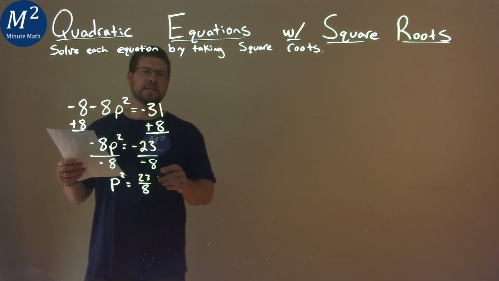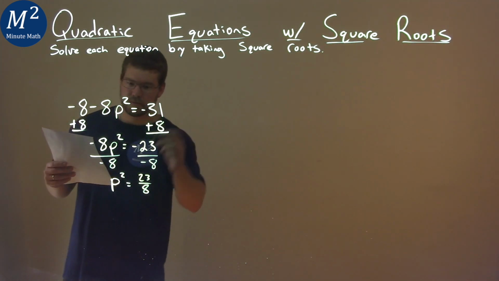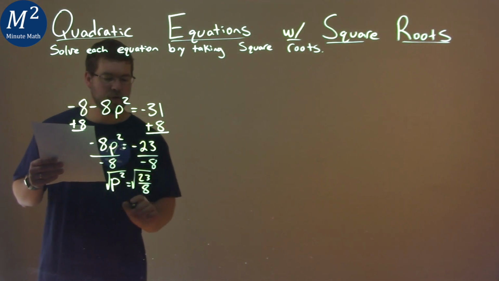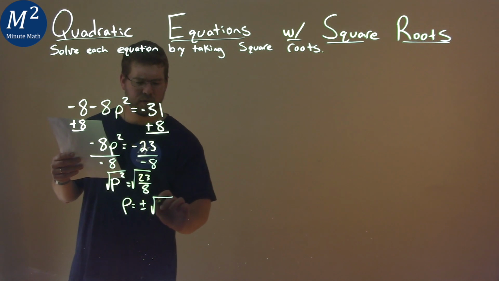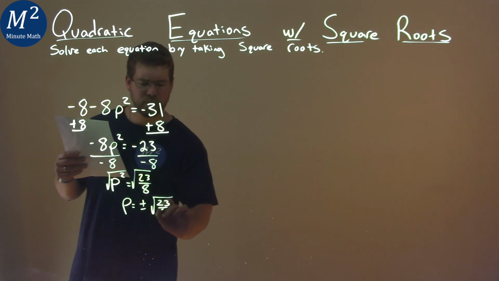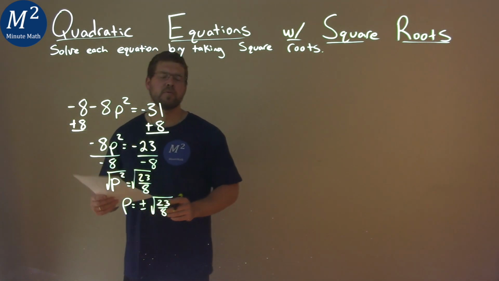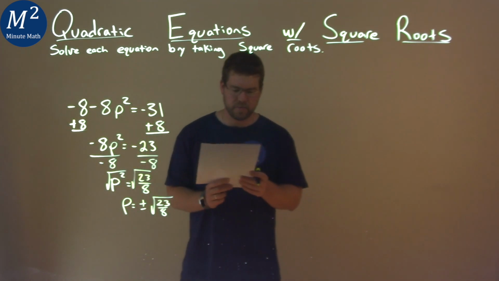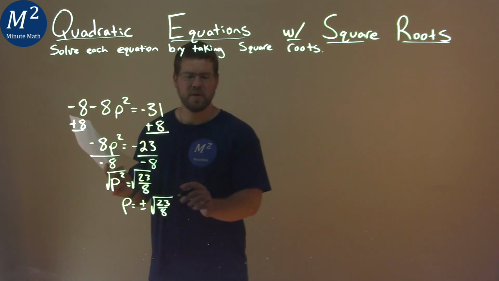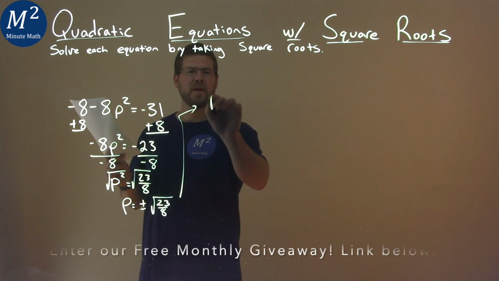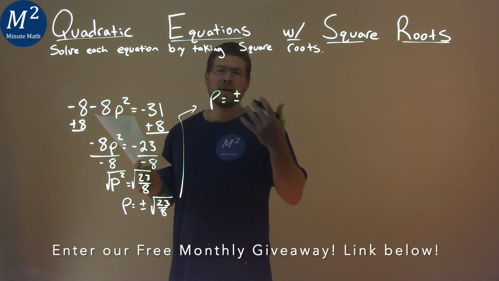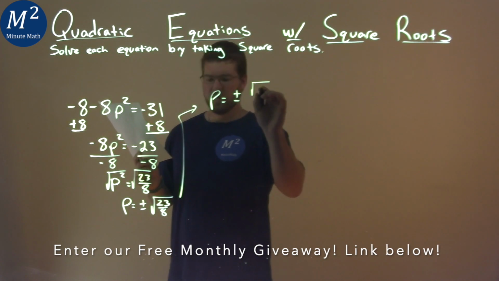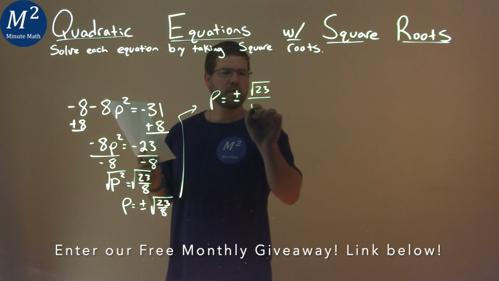So now we have p squared. Get rid of p squared, take a square root of both sides, and p equals a plus or minus the square root of 23 over 8. And remember, taking the square root over an equal sign, we did the plus or minus. Where do we go from here, though? Well, p equals plus or minus. The square root can go to the numerator and denominator individually. So square root of 23 over the square root of 8.